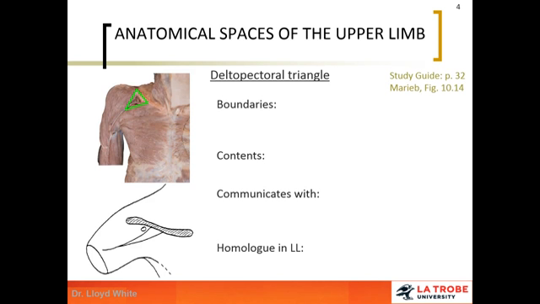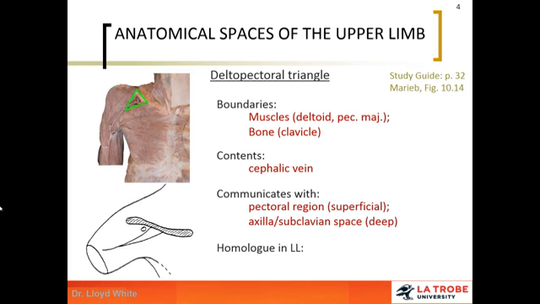So the first anatomical space we'll look at is the deltopectoral triangle. And it's this anatomical triangle here, bordered by the pec major, the deltoid, and the clavicle. And it's only got one visible structure passing through it, and that is the cephalic vein. And the cephalic vein at the deltopectoral triangle is communicating between the pectoral region superficially and the axillary or subclavian space deeply.